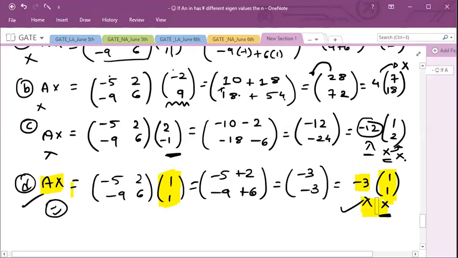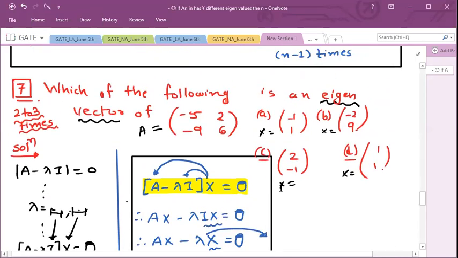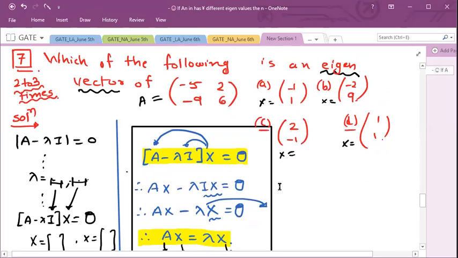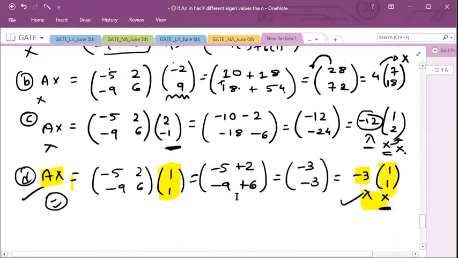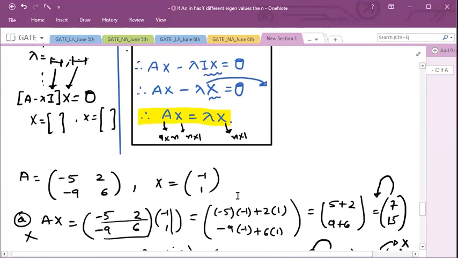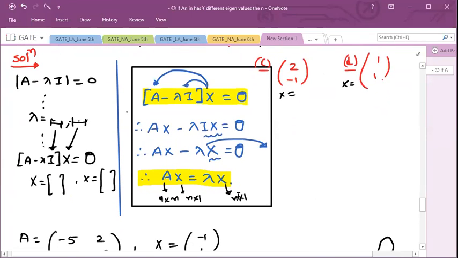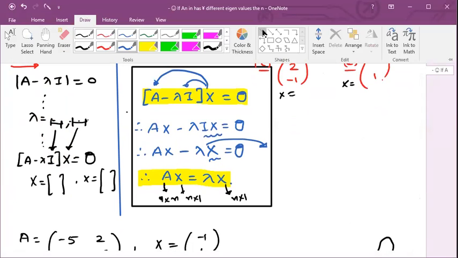Are you getting my point? Please give me some response. Did you get this shortcut? You just have to check for every option whether Ax is equal to lambda x or not. Isn't it an easy method? How will we know this is an easy method? Just from home, try the actual method. You have definitely tried this in college as well. This method will take more time.